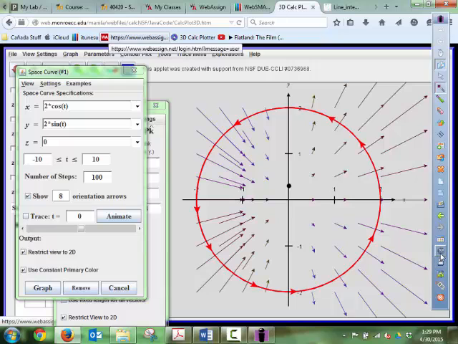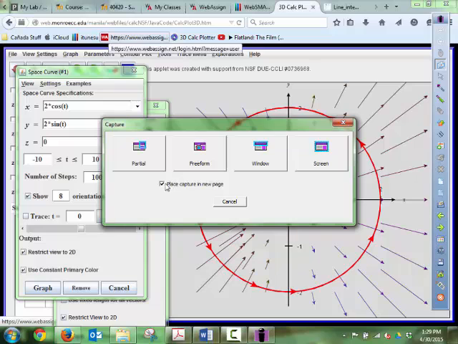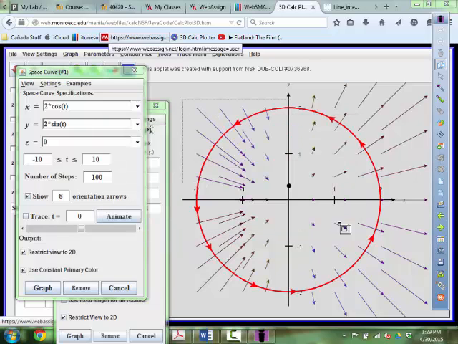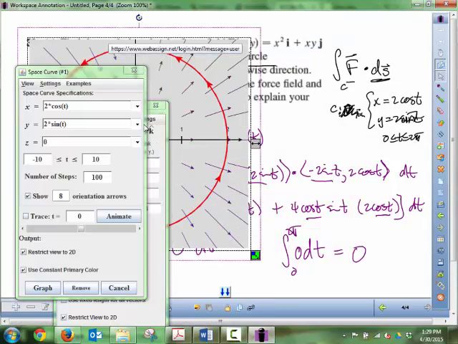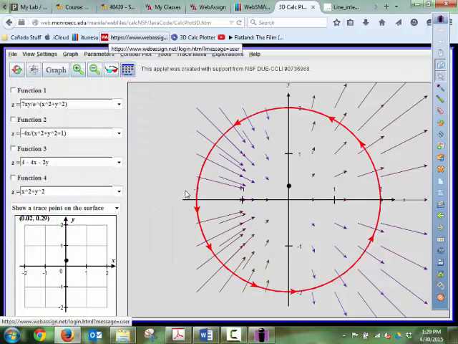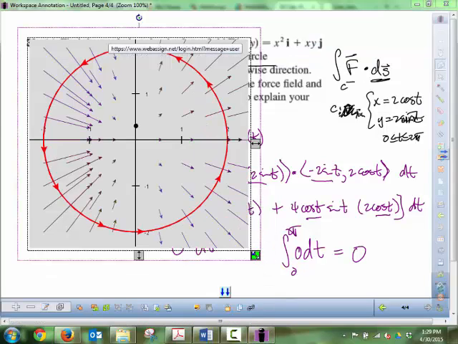All right, I wanted to take a picture of this and put it in our notes because it kind of looks cool. And then we are all experts with line integrals now, right?